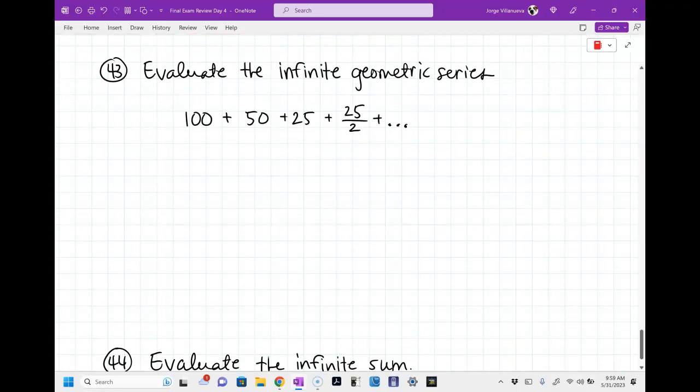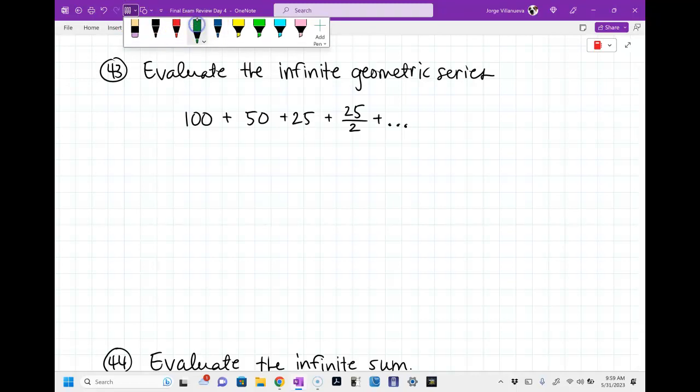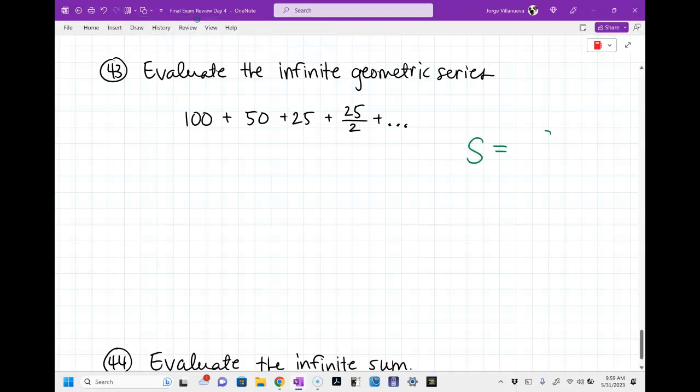Infinite geometric series. Whenever you're doing infinite geometric series, the formula changes. S equals a sub 1 over 1 minus r, given that the absolute value of r has to be less than 1. Okay? Got to make sure that the r value is less than 1, or the absolute value of it, that is. If it is, then you can go ahead and do this problem.